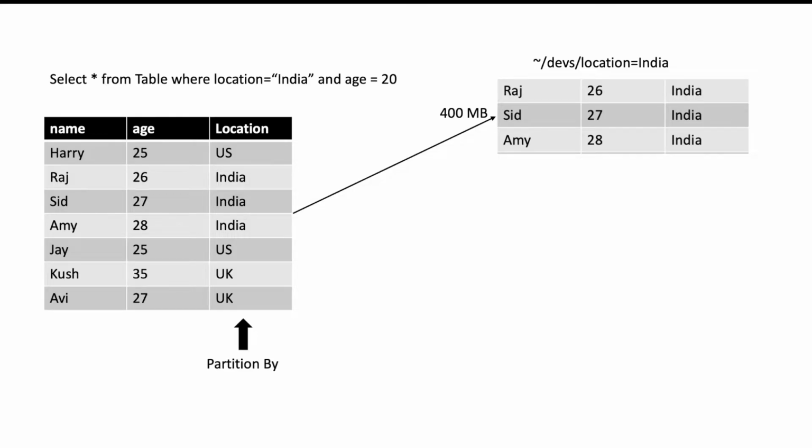Let us get back to our problem. Our problem was that if I create a second level of partition on the age column, then I will end up creating a lot of small files. So I cannot create a second level partition. What is the other solution? I can use bucketing here. Let us try to understand bucketing.